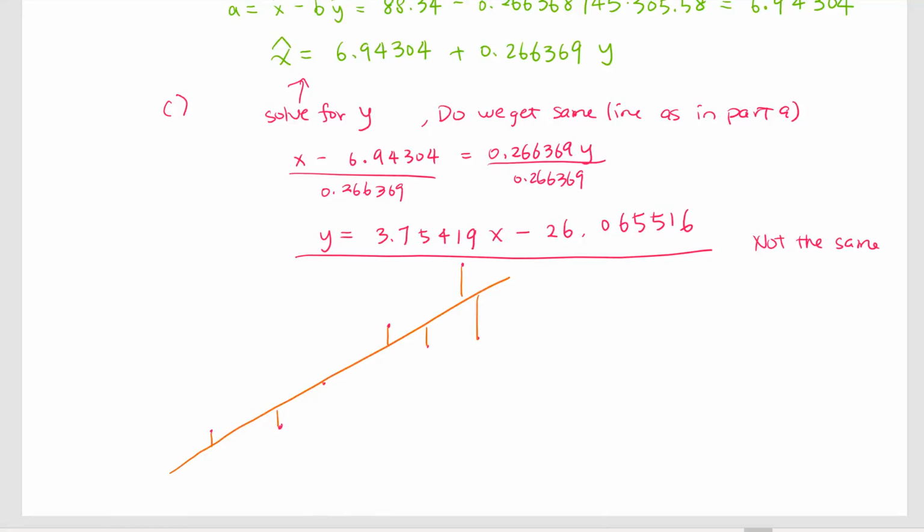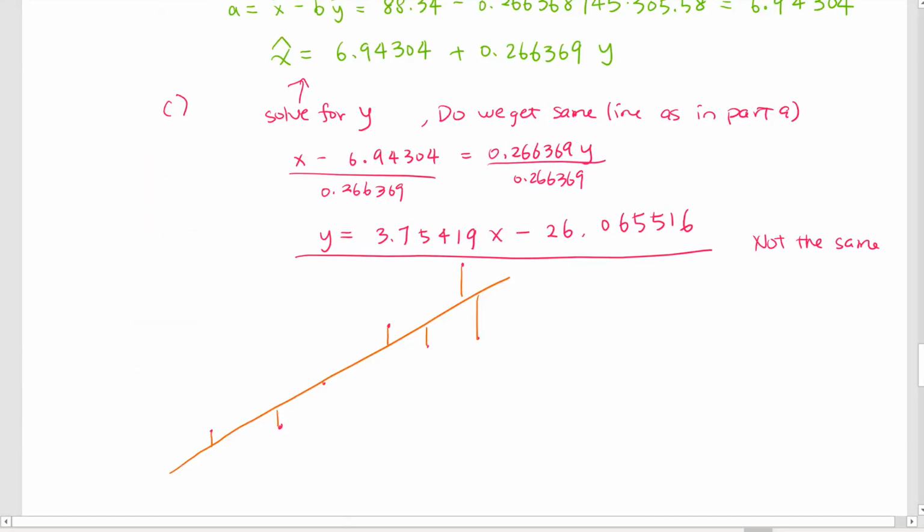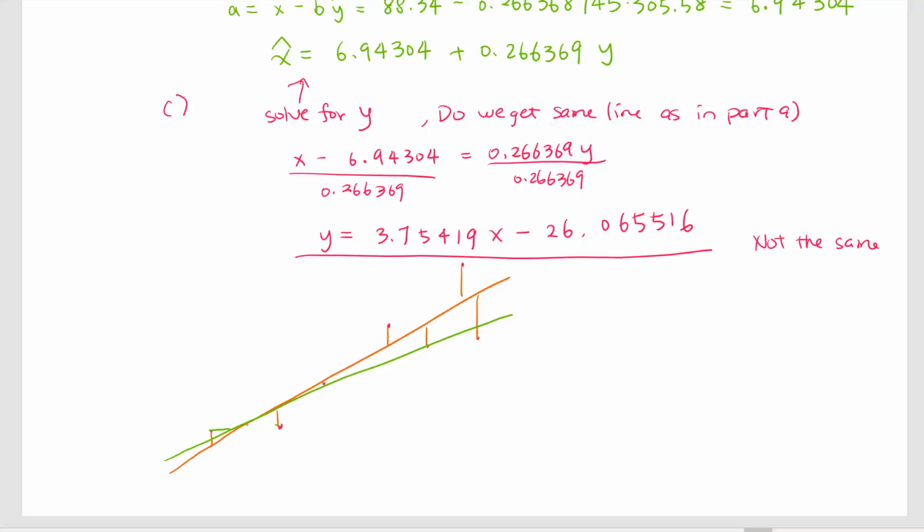And for part B, we switch the roles of x and y. So the regression line we get from part B, let's say this is part B, is actually designed with the horizontal errors. So instead of the vertical errors, we have the horizontal errors. So the line is designed such that the horizontal errors are smallest.